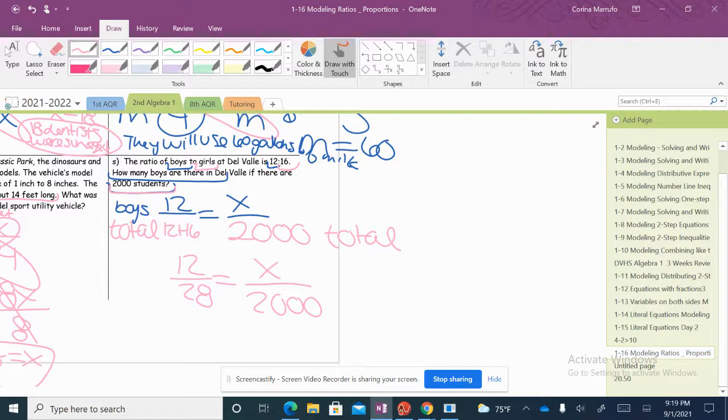Okay, so then we cross multiply. 12 times 2,000 is going to give us 24,000. And then 28 times x gives us 28x. And to solve for x, we divide by 28. Okay, so these 28s cancel. 24,000 divided by 28. Somebody do that for me, please.